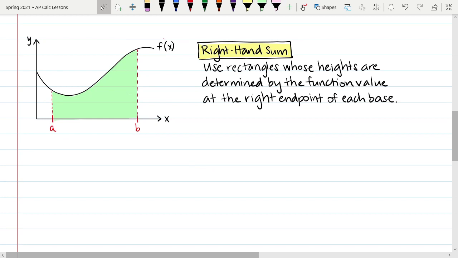Okay, so if we had a left-hand sum, then that also means that we can have what's called a right-hand sum. So hopefully it makes sense then that the right-hand sum, the idea is now we're going to use rectangles again, but this time the heights of those rectangles will be determined by the function value at the right endpoint of each base. So again, if I were to choose that first rectangle to go from A to, let's just say this value right here, well, now the height of that rectangle is going to be the function value on the right endpoint. And so now I would draw the rest of the rectangle there.